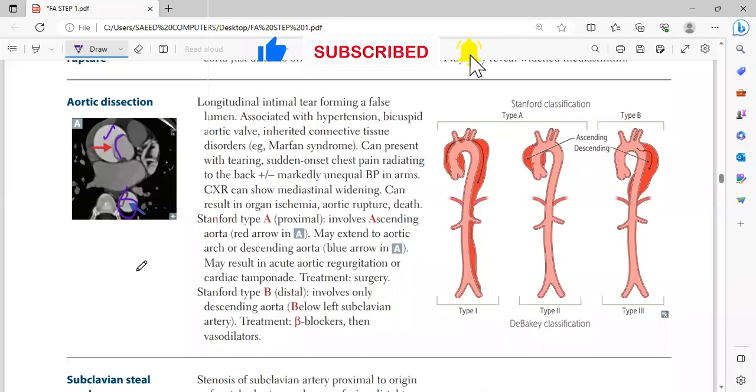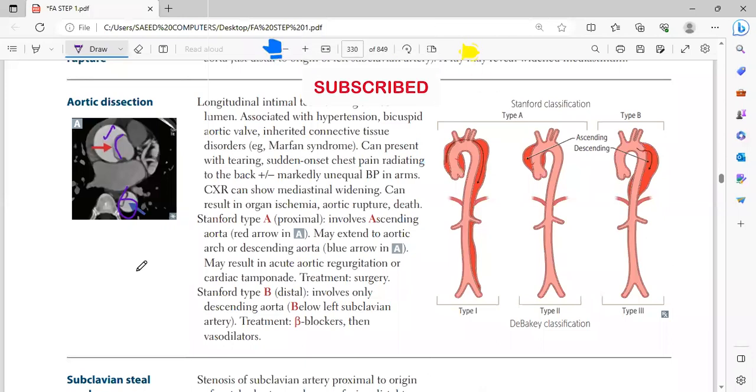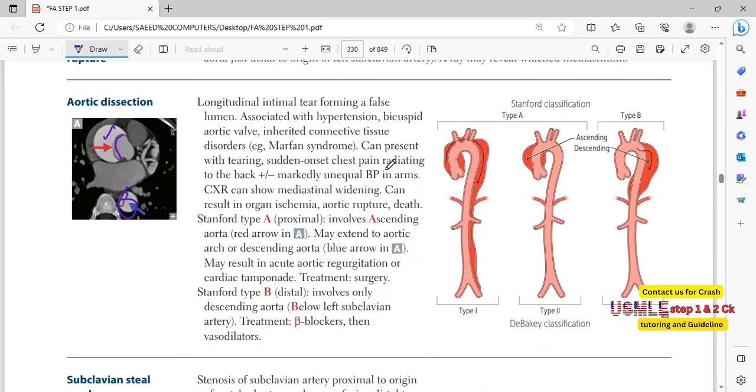So here is the presentation. You will have tearing, sudden onset chest pain radiating to the back. You can have marked unequal blood pressure in the arms, that is the blood pressure difference between the arms. Tearing chest pain is very important. Chest X-ray will show mediastinal widening. And you can develop multiple complications.